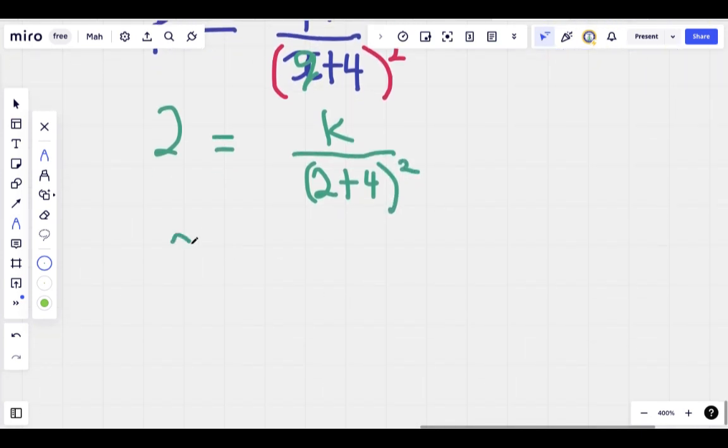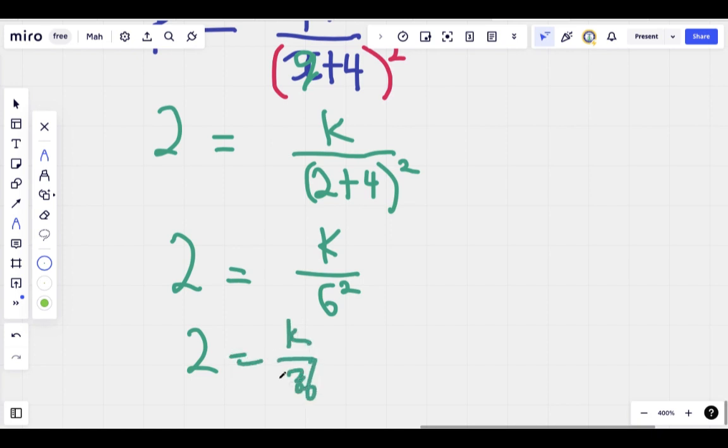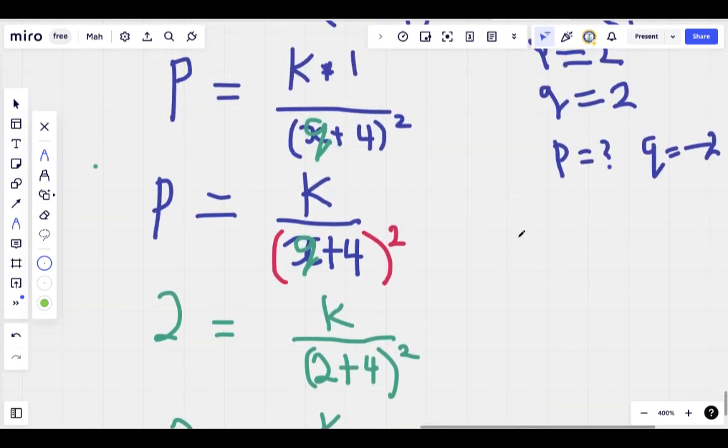Okay, so I have 2 equal to k over 36. Then you cross multiply, and k is 72. So we have this equals k over 36, and if we cross multiply, k will be equal to 72. Now, have we found k? Then it's easy for us to find the value of p.